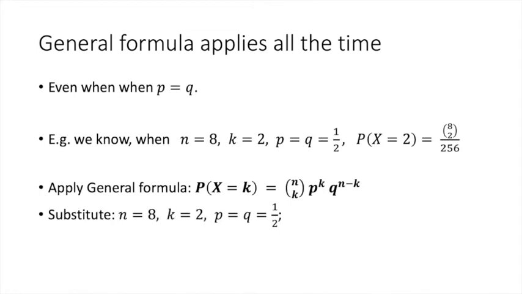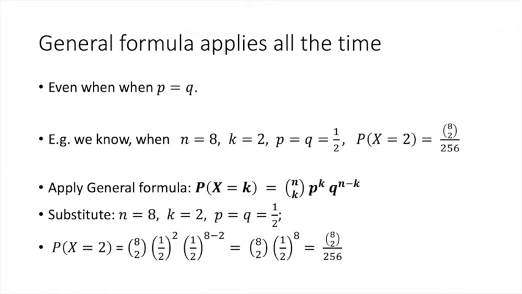So let's repeat the general formula here on the screen. And now substitute n equals 8, k equals 2, and p equals q equals 1/2. So n choose k becomes 8 choose 2, whereas p and q are both 1/2. Clearly, the calculation shows that we get the same result as in the second line of the slide. So really, you just have to remember the general formula if you want to compute probabilities for a binomial distribution.